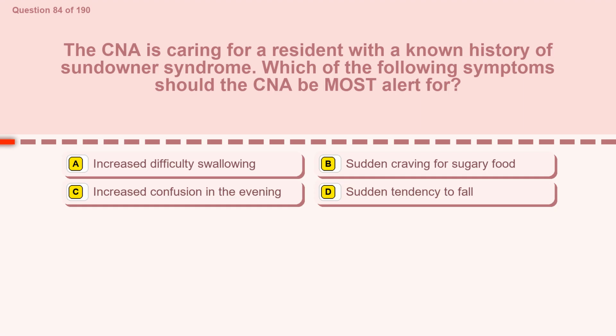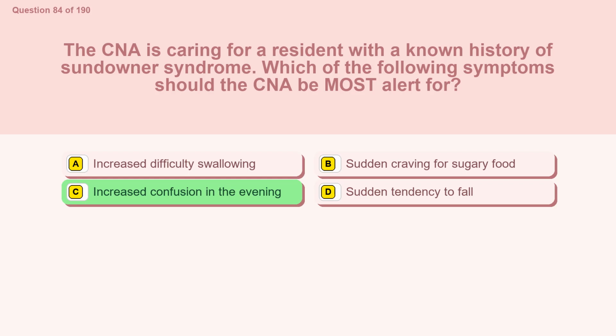Question 84. The CNA is caring for a resident with a known history of sundowner syndrome. Which of the following symptoms should the CNA be most alert for? Option A, increased difficulty swallowing. Option B, a sudden craving for sugary food. Option C, increased confusion in the evening. Option D, sudden tendency to fall.